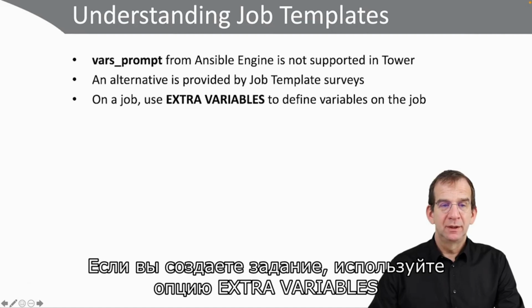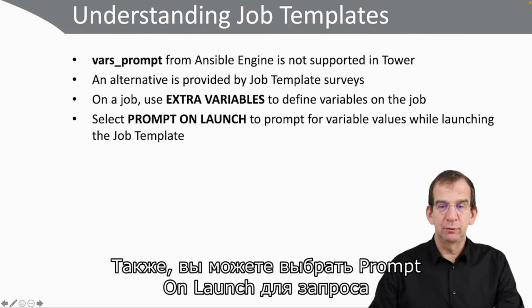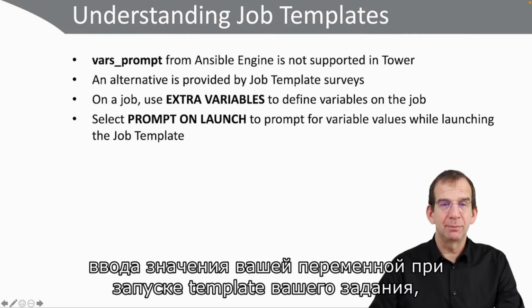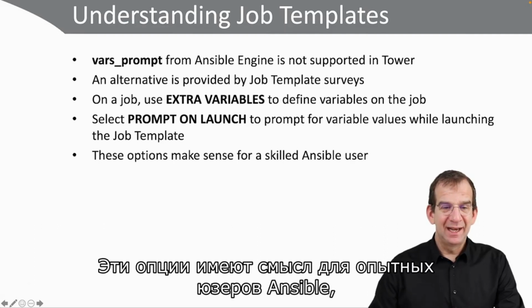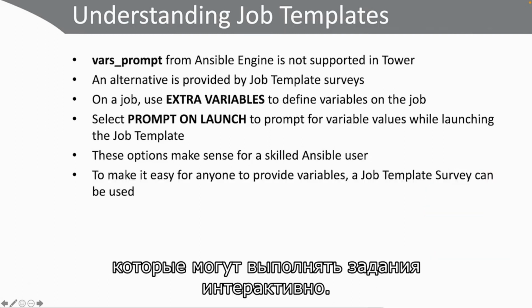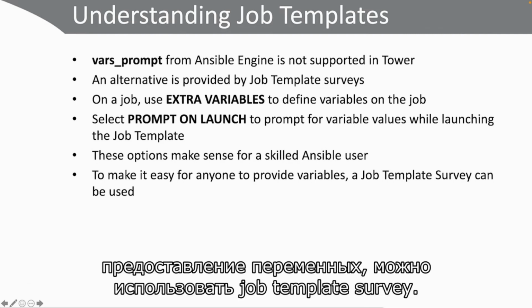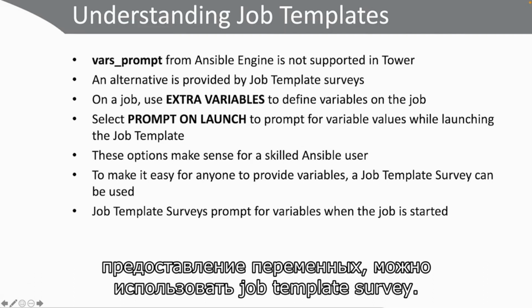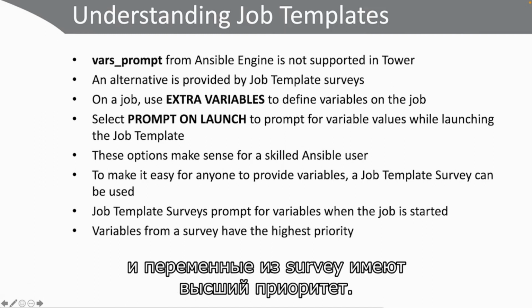If you create a job, there's an extra variables option, which allows you to define variables on the job. And you can select prompt on launch to prompt for variable values while launching the job template. So the user will see the prompt while launching the job. And these options make sense for a skilled Ansible user who can become interactive with the jobs. To make it easy for anyone to provide variables, job template survey can be used. And the job template survey prompts for variables when the job is started. And variables from a survey have highest priority.